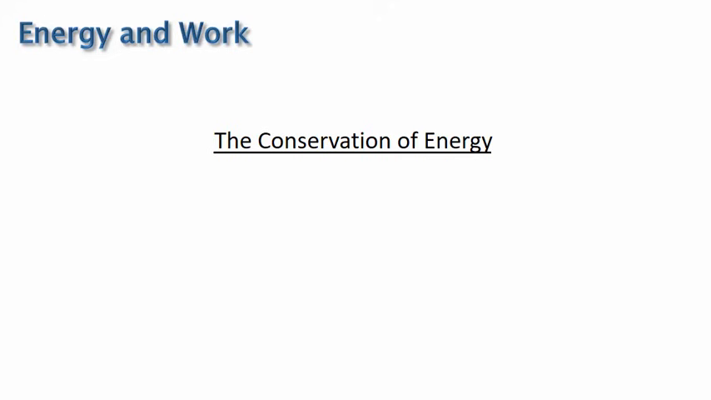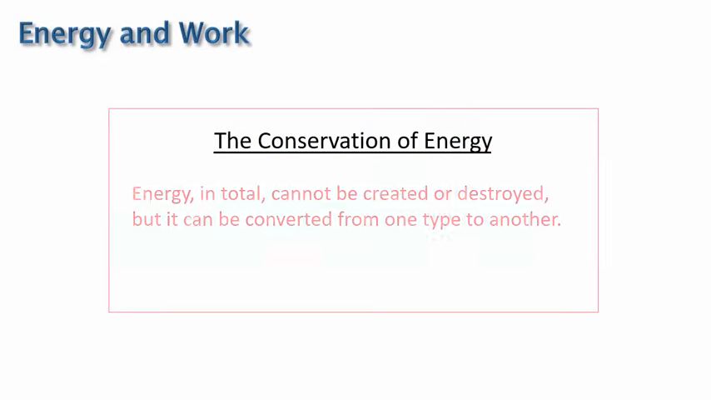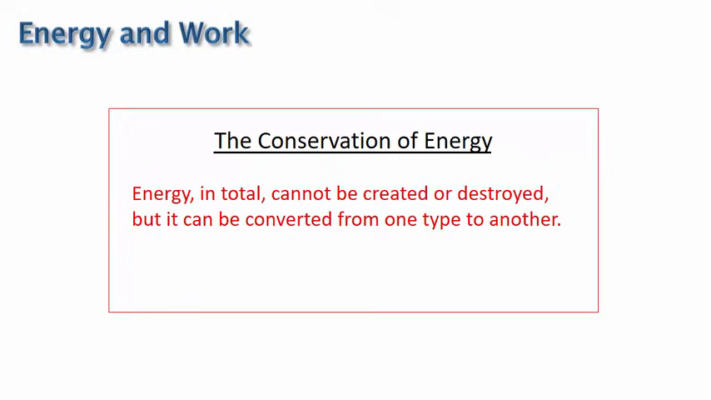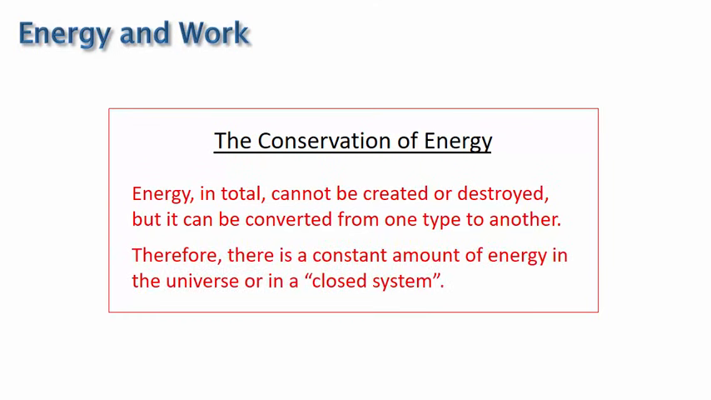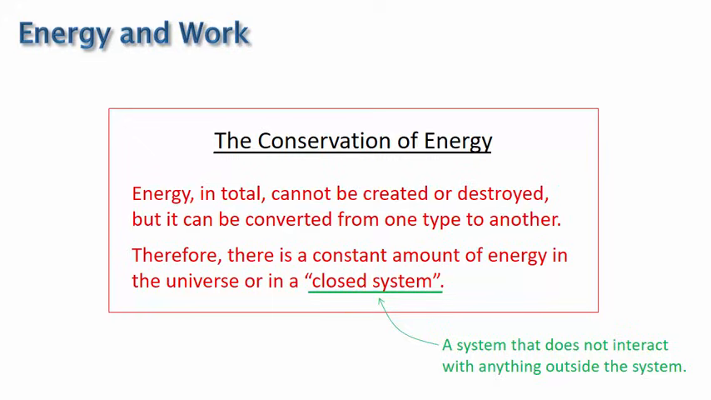The conservation of energy is stated in different ways. Here's one way to state it. Energy in total cannot be created or destroyed, but it can be converted from one type to another. One implication of this is that there is a constant amount of energy in the universe or in a closed system. What we mean by the term closed system is a system of objects that does not interact with objects outside the system. So that means that energy cannot be transferred into or out of a closed system. When energy is transferred into or out of a system because a force is applied to it, in physics we refer to that transfer of energy as work.